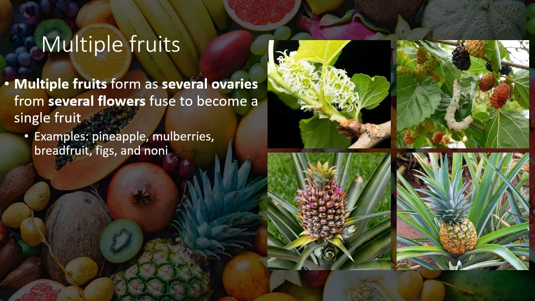Another good example are mulberries. When we look at the top two images, we see a mulberry flower on the left and mulberry fruits on the right. The mulberry flowers are actually these little chains of individual flowers. And then as those flowers mature, all of their individual ovaries fuse together to form a mulberry. So even though a mulberry looks a lot like a blackberry, it's not an aggregate fruit, it's a multiple fruit.